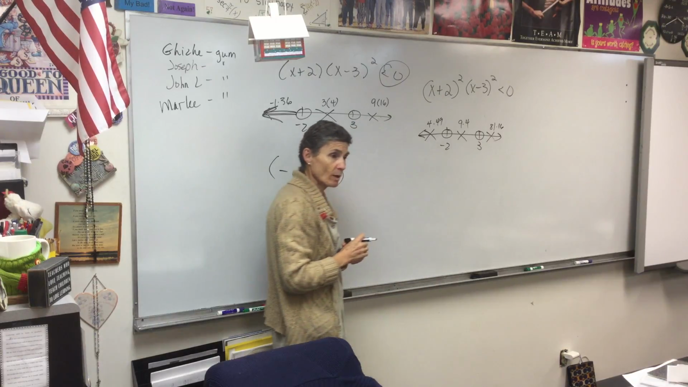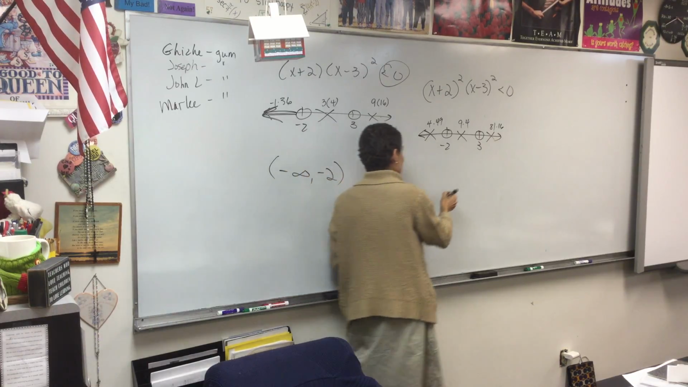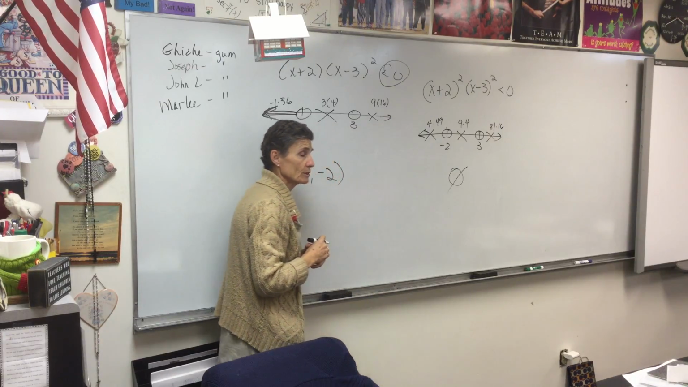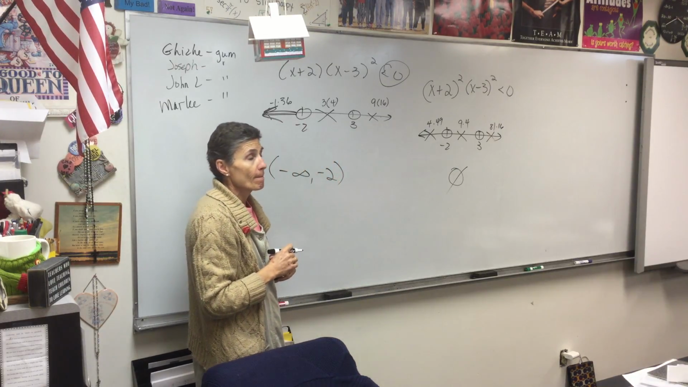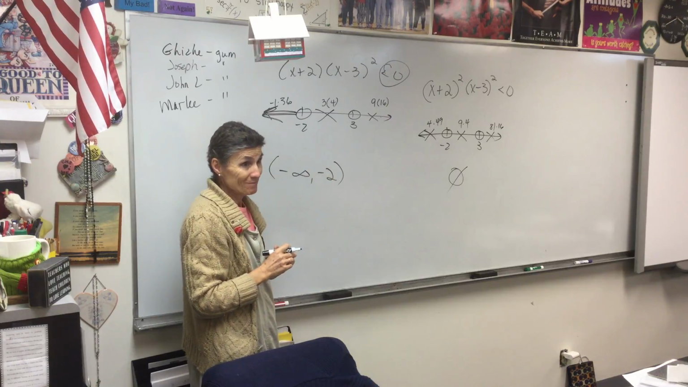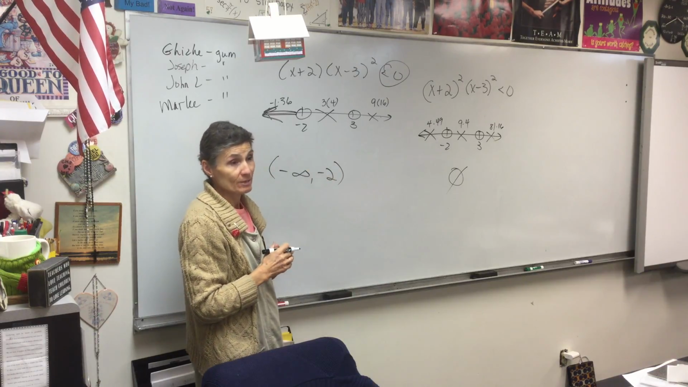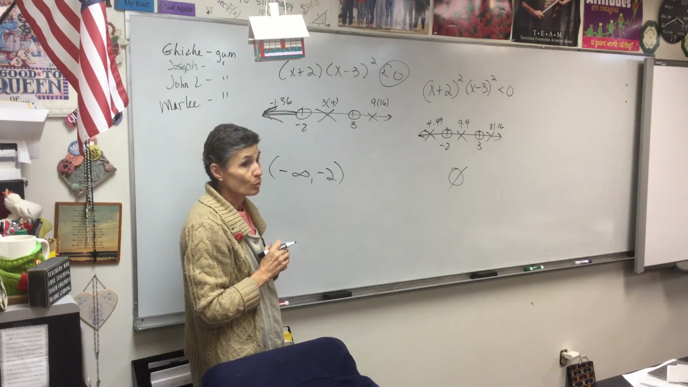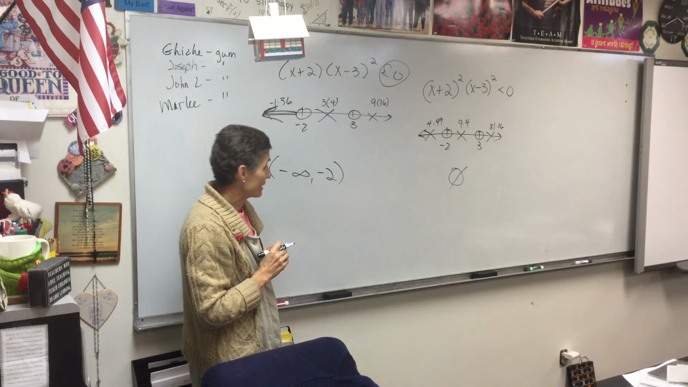What's the answer to this question? No solution. Robbie's right. None of them worked. Will that always happen when there's two squares? If it's less than 0, if it turned around and said greater than 0, then it would be lots of answers, right? But yes, two squares cannot multiply together to be a negative.